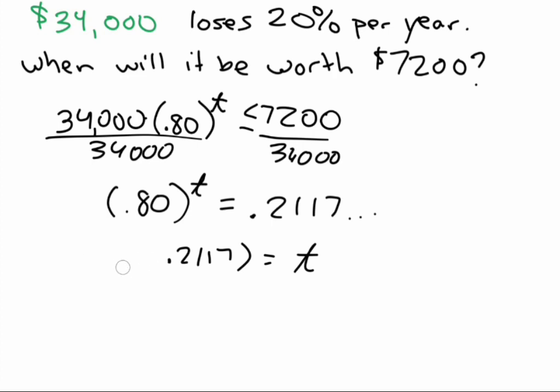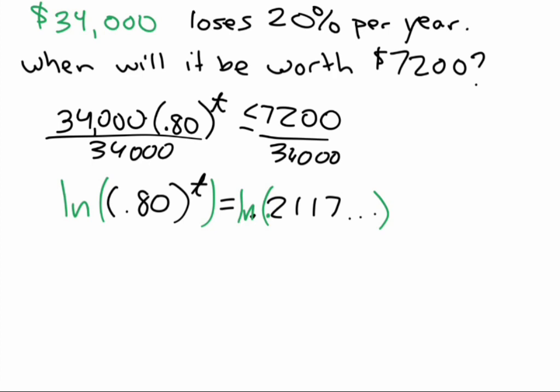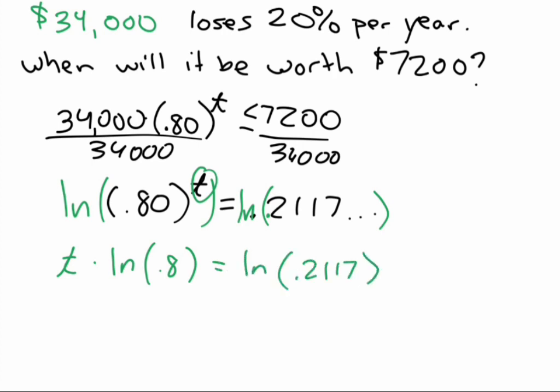Another option is you could take any log. You could do natural log or log base 10 of both sides. You could take any log of both sides and use that property that an exponent out here becomes multiplication out front. And so now this says t times natural log of 0.8 equals natural log of 0.2117. And then divide both sides by natural log of 0.8 to get the t by itself.